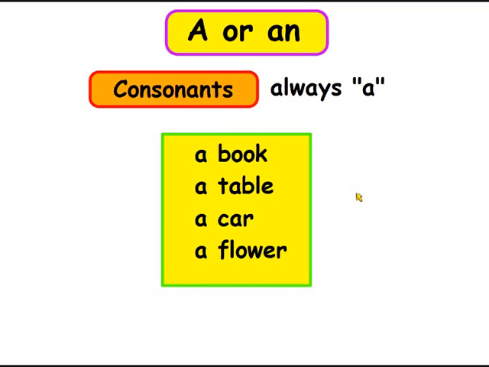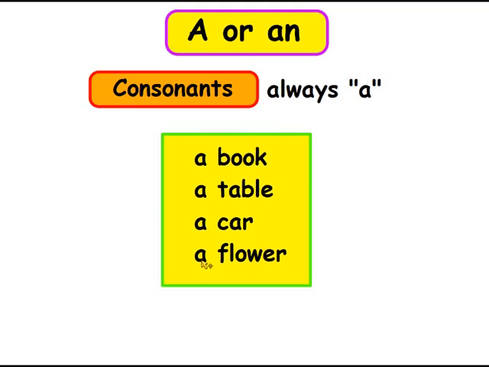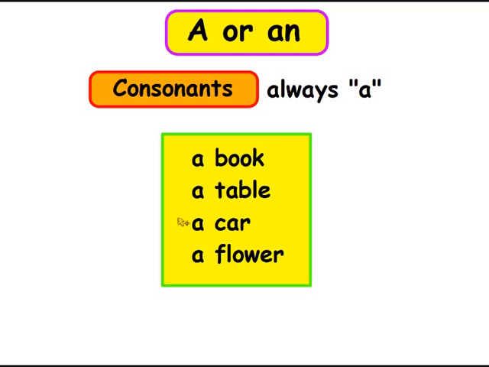Okay, so what happens when we have consonants? As we say, with consonants, always a. A book, a table, a car, a flower. There is a book, there is a table, there is a car, I can see a flower. We don't say an book, an table, an car, an flower. No. It sounds horrible. Okay.